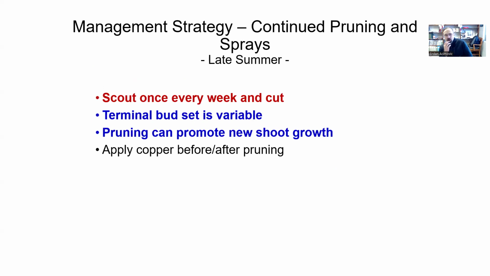Okay, what about the continued pruning late in the summer? If you keep on scouting to see if you're going to get more shoot infections, that's actually the basis for deciding when to cut. It can also be very difficult to determine when the terminal bud set occurs in different varieties. Varieties that have a longer time to reach terminal bud set are something you have to pay attention to. In general, pruning can promote new shoot growth, so you apply the copper before and after the pruning.